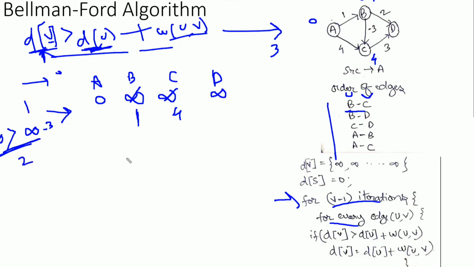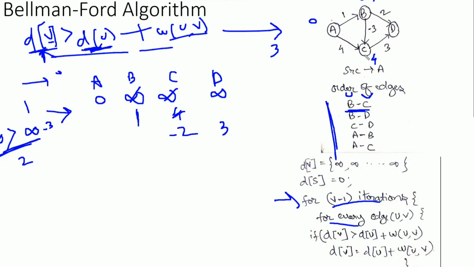So what will be the second iteration? Again we need to relax all the edges. So if we see b and c, so b is 1 and c is 4. Okay, so 1 minus 3. 1 minus 3 is minus 2. So we can reduce the distance value of C to minus 2. Okay, next is B and D. 1 plus 2, 3. Okay, so we can change it from infinity to 3.